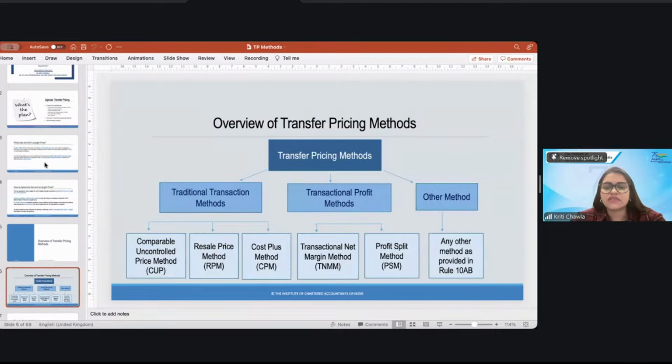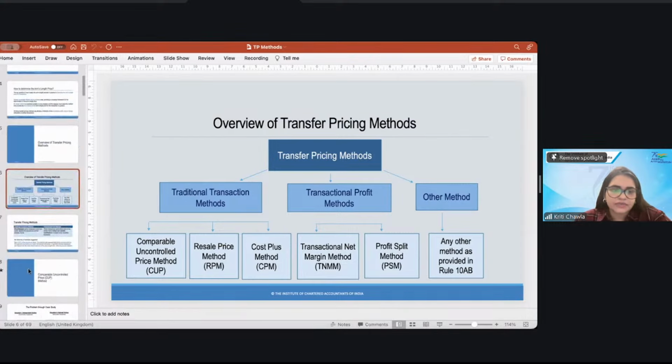These were the methods that we were discussing. There are traditional transaction methods, and then there are transactional profit methods. So these five methods: CUP, which is the comparable uncontrolled price method, resale price method, cost plus method, transactional net margin method, and profit split method. These five methods are provided in the OECD transfer pricing manual. In India, we have one more method, which is called the other method. It's provided in Rule 10AB. So in India, we have 6 methods to calculate the arm's length price, whereas in the OECD, we have 5 methods.